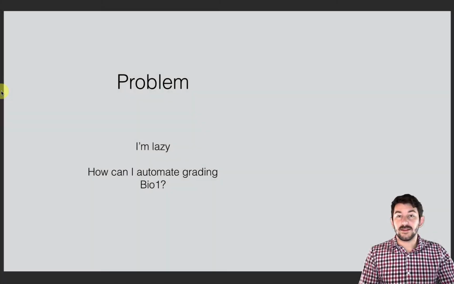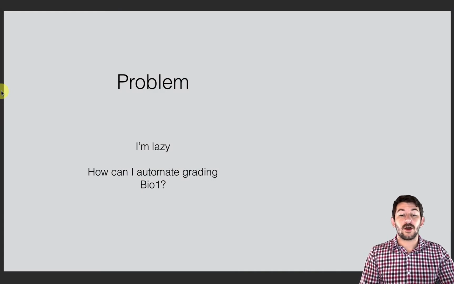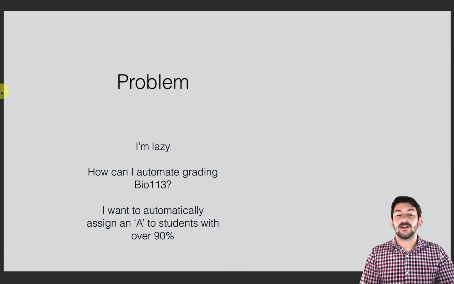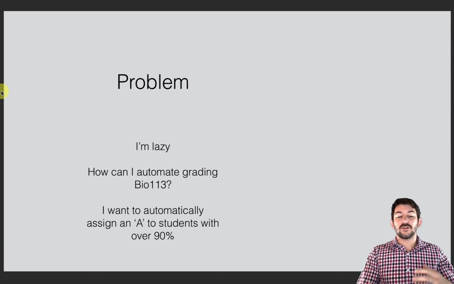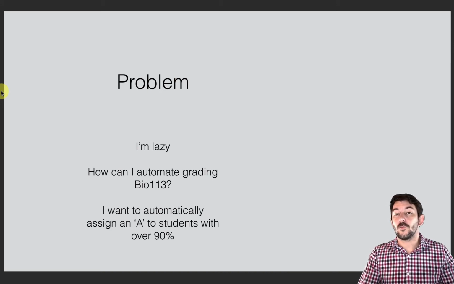So how do we combine these things now? Because what if I'm lazy and I want to automate grading in Bio 1 or Bio 113 or any of these other courses I teach? And I want to automatically assign an A to any student getting over a 90% in my gradebook. Now, I know that Excel could do this for me, but we're using this as an example because once we get this working, we could use this on data sets far larger than Excel could ever even open without crashing your computer.